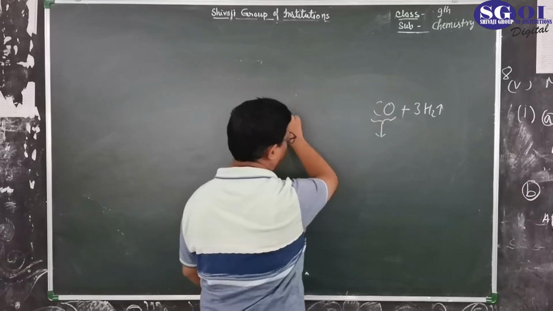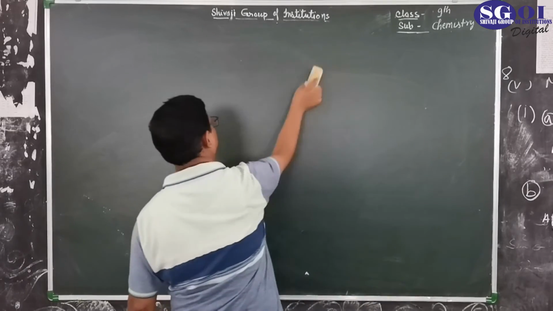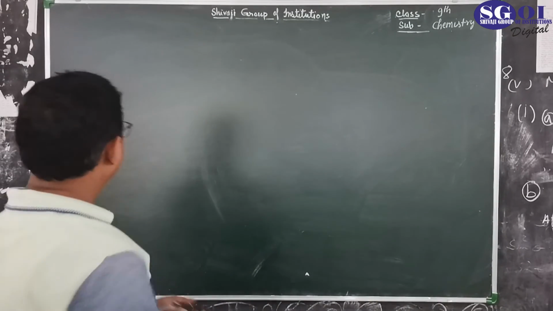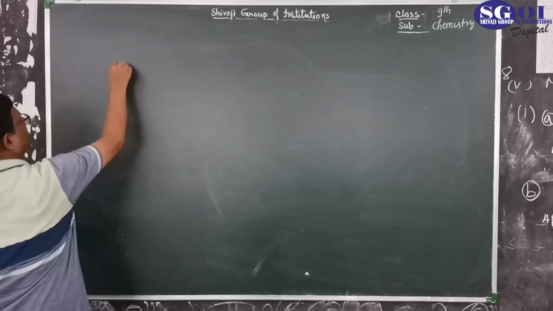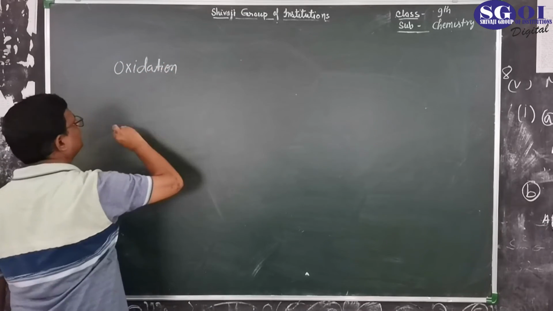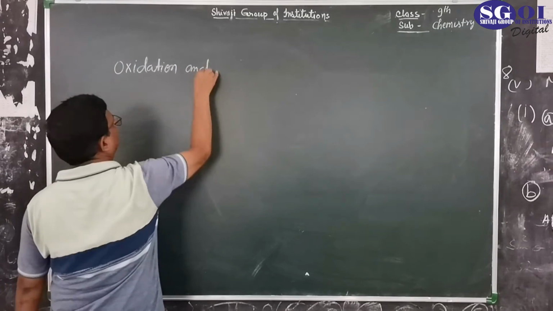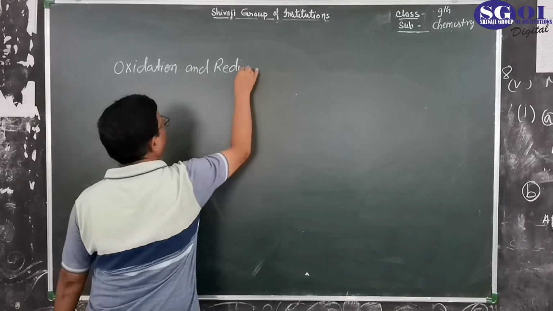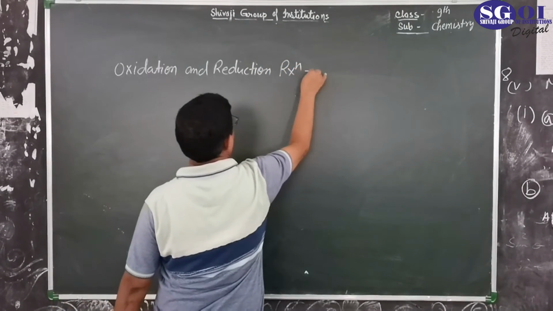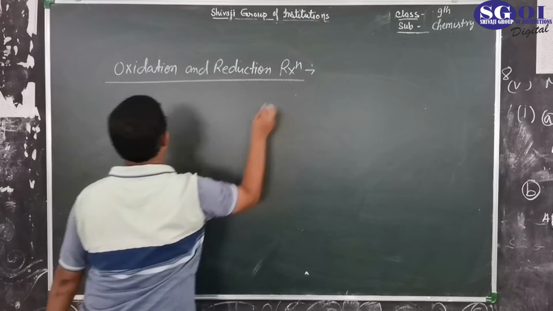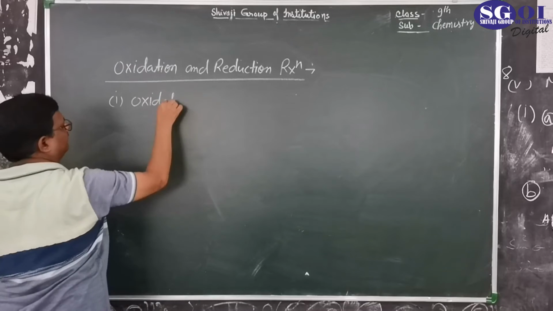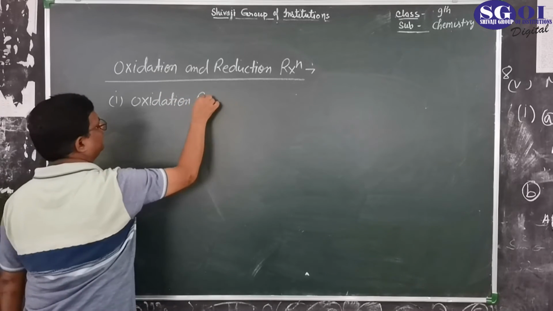So this is all about this chapter on hydrogen gas. Here two important things, that is oxidation and reduction. We will discuss the definitions again of oxidation and reduction reactions. First one is the oxidation reaction.